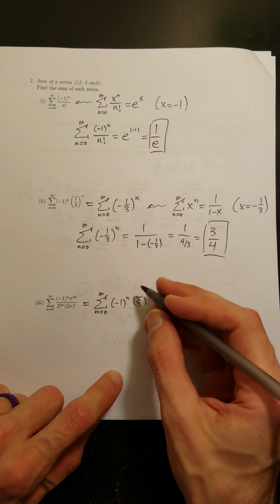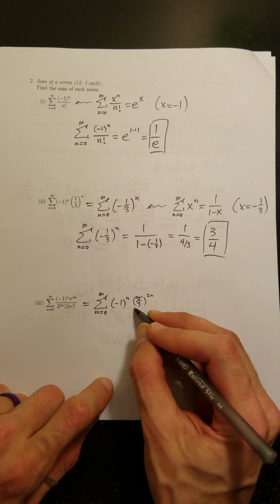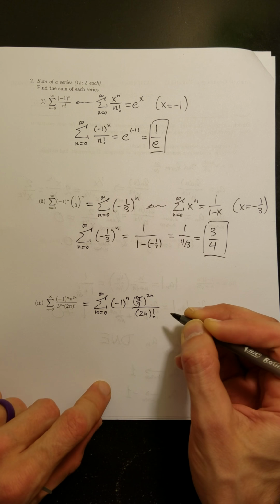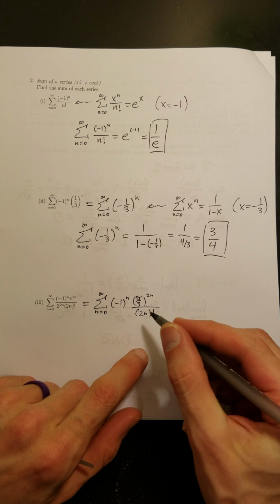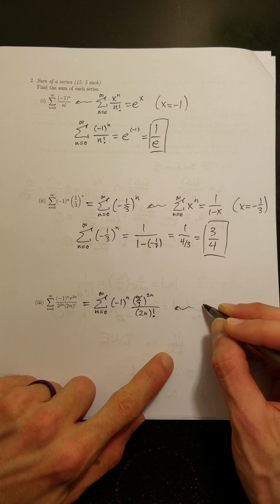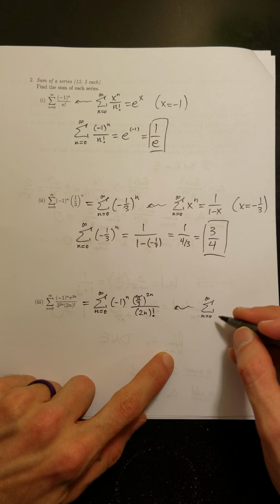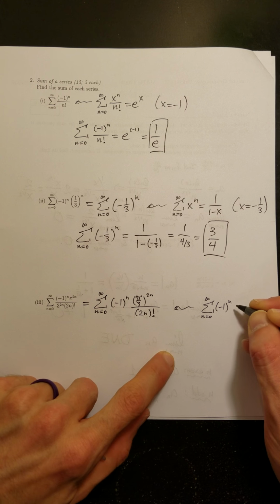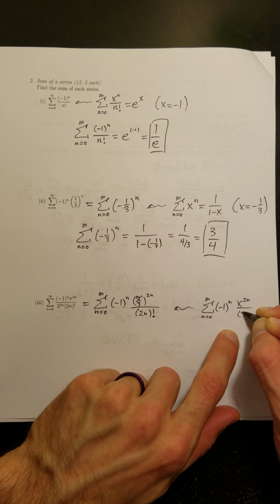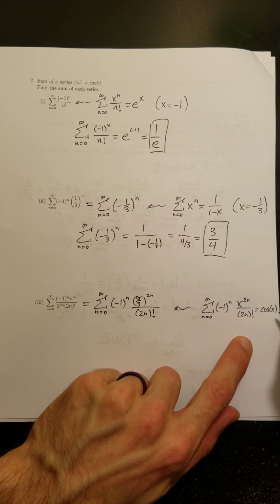Since there's the same power on both the pi and the 3, I can just combine them as pi over 3 to the power 2n. And then I'm dividing by 2n factorial. And then that should look familiar to you. This should look like the Maclaurin series for cosine. So we've got n equals 0 to infinity, -1 to the n, x to the power 2n divided by 2n factorial. This is our Maclaurin series for cosine of x.